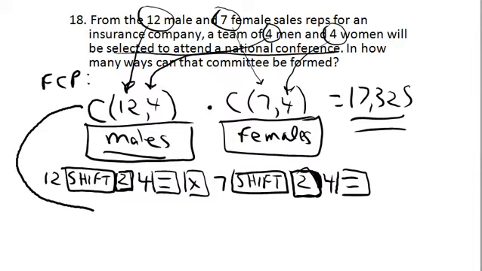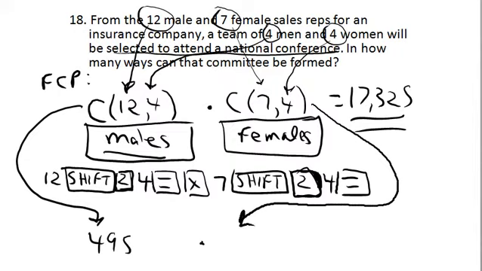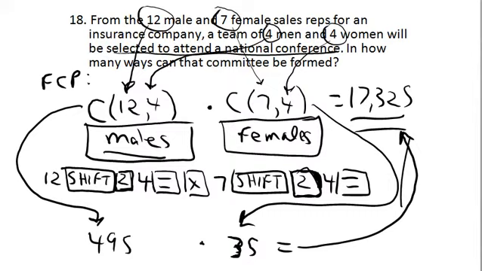Now you could have done each one separately. If you just did the combination 12 choose 4, you would end up with 495. And if you just did the combination of 7 things 4 at a time, you would end up with 35. And that product would be that same 17,325 if you'd rather do it that way. Let's do another.